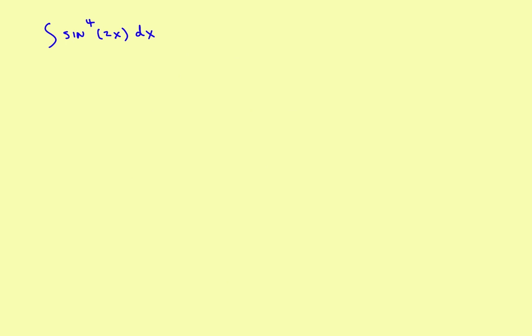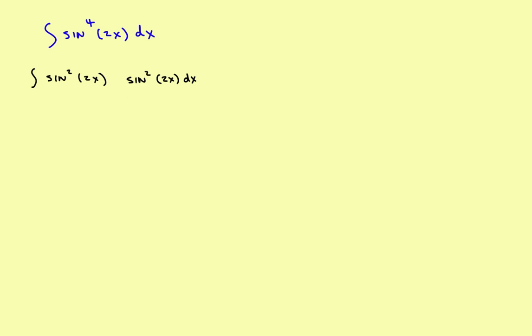So the initial step will be to go ahead and split this up into the following. We'll make it be the integral and change the sine to the 4th into the sine squared of 2x, and again times the sine squared of 2x. So both those together are equal to the sine to the 4th, but the reason you did this is that you have a formula for both of these.